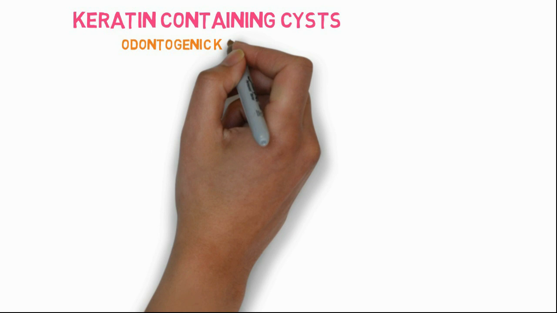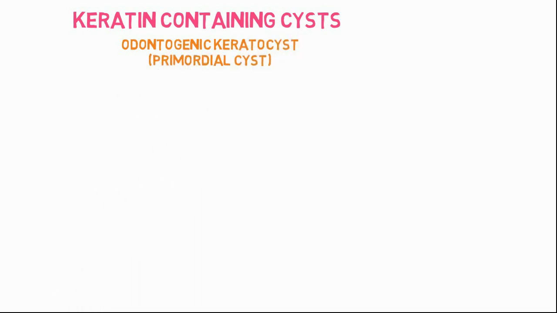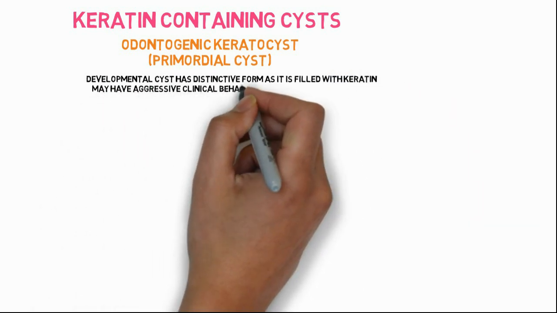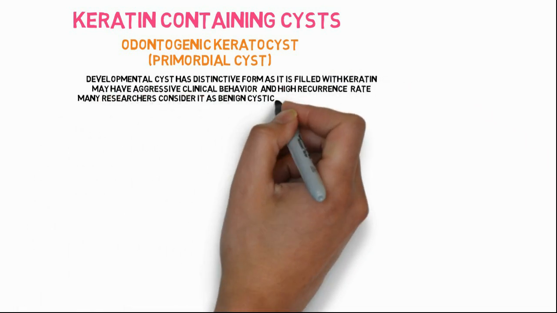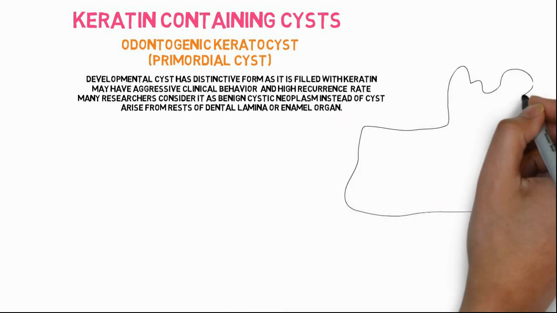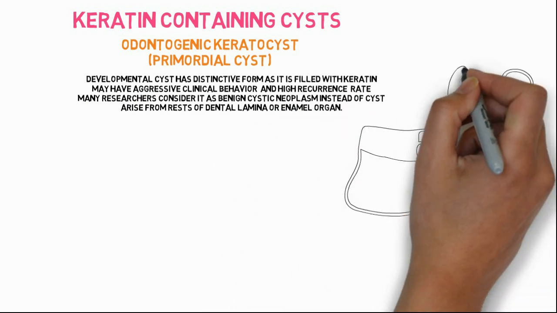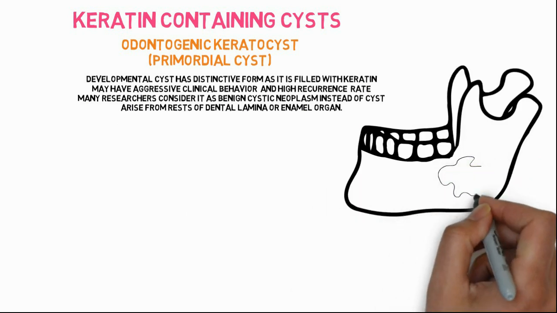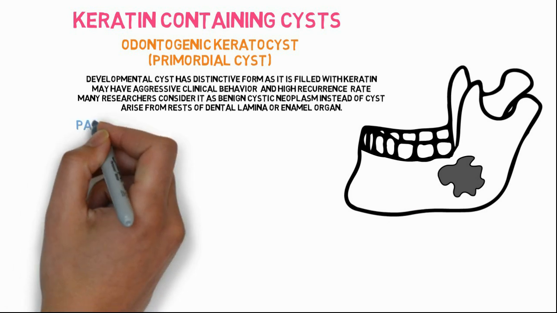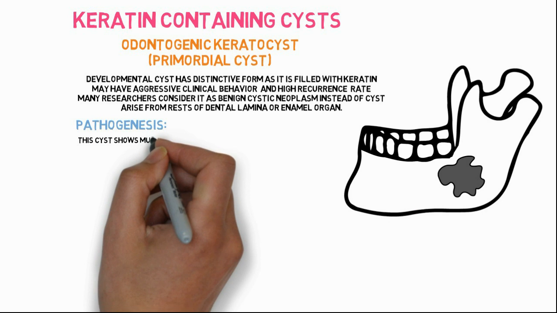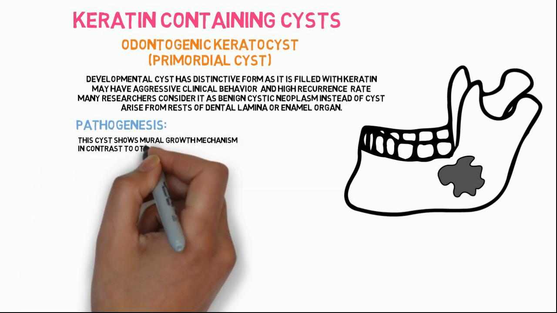Keratin-containing cysts. Odontogenic keratocyst, primordial cyst. It is a developmental cyst that has a distinctive form as it is filled with keratin. It may have aggressive clinical behavior and a high recurrence rate. Many researchers consider it a benign cystic neoplasm instead of a cyst, arising from rests of dental lamina or enamel organ. Pathogenesis: this cyst shows a mural growth mechanism, in contrast to other types of cysts which depend on the osmotic pressure mechanism.